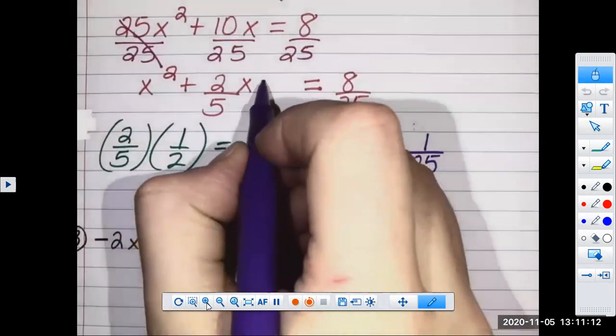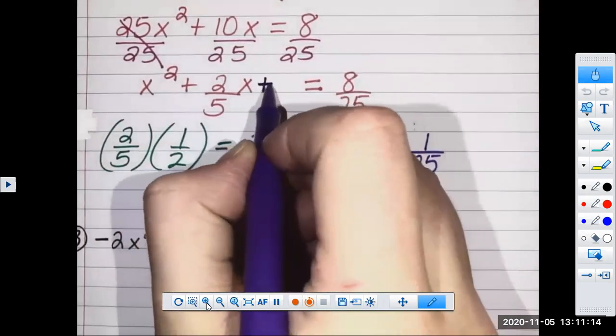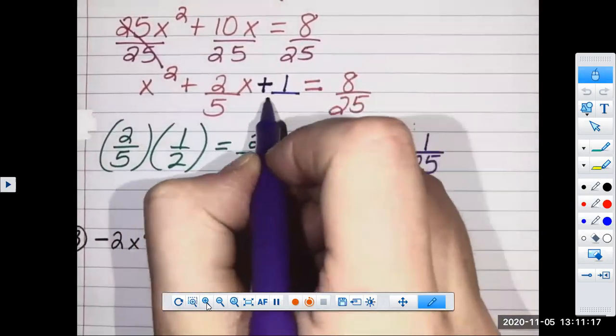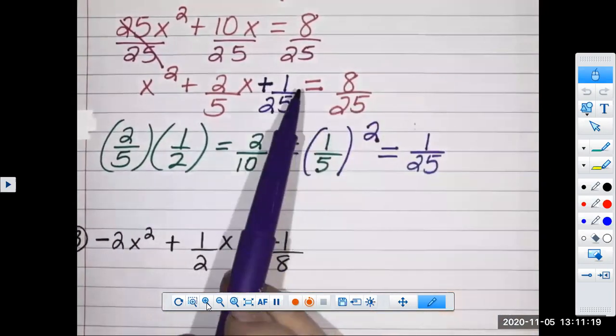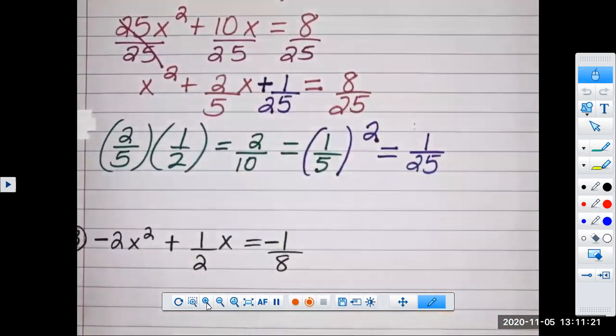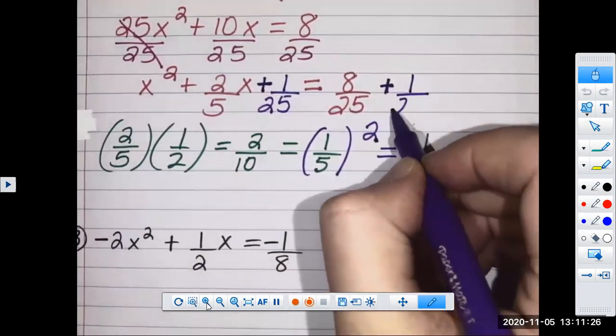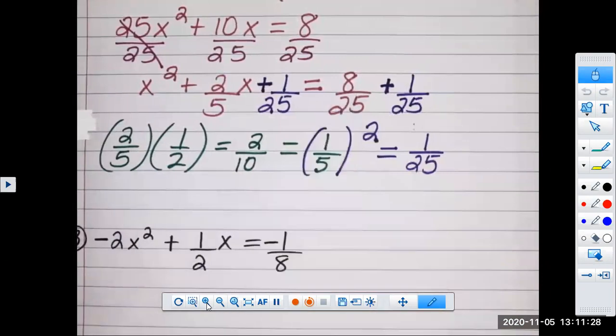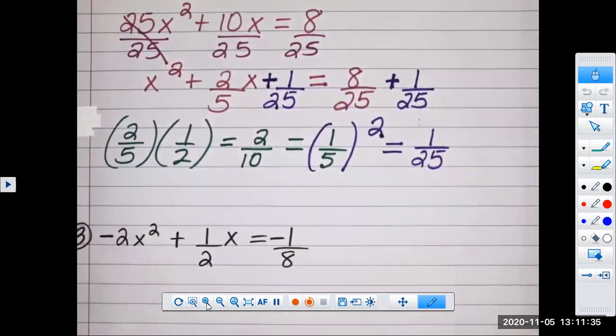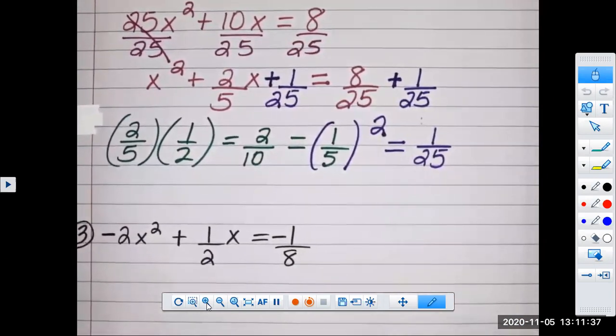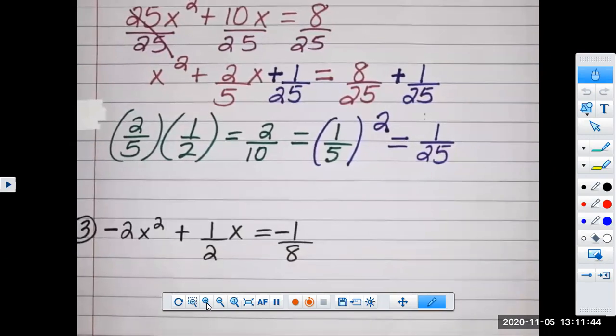Now we add 1/25. If I add it to the left side, where else do you have to add it? Good, I have to add it to the right side. Luckily for us, they at least have a common denominator. I don't think I left myself enough room.